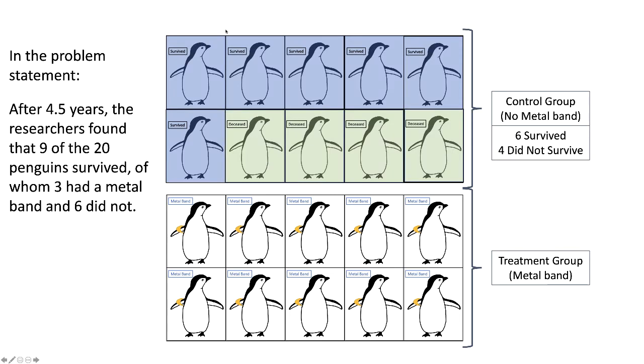So the researchers found that in the control group, 6 of those penguins survived the 4.5-year study and 4 did not. On my cards displayed on the screen, I've marked 6 of these penguins with survive, and I've also noted those as blue, and 4 of those penguins as deceased or did not survive, and I've color-coded those cards as green just to distinguish the 2 sets of penguins.